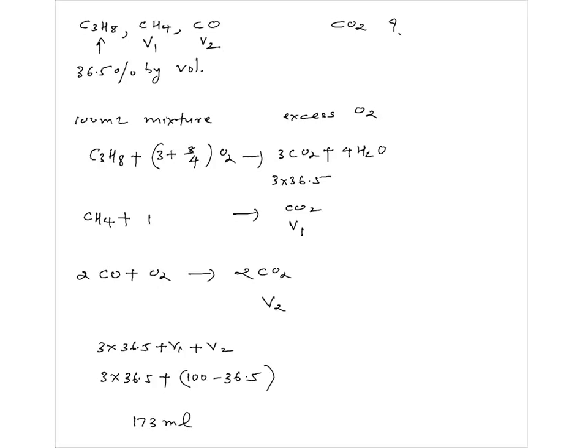The question goes like this: the percentage by volume of C3H8 in a mixture of these three is 36.5%. Calculate the volume of carbon dioxide produced when 100 milliliters of this mixture is burnt in good supply of oxygen. Enough supply of oxygen.